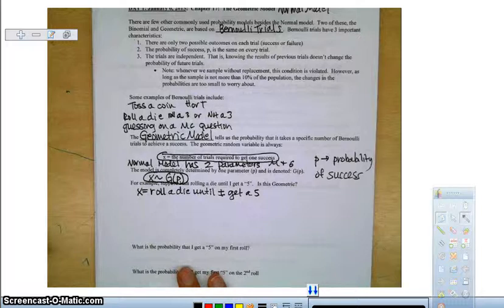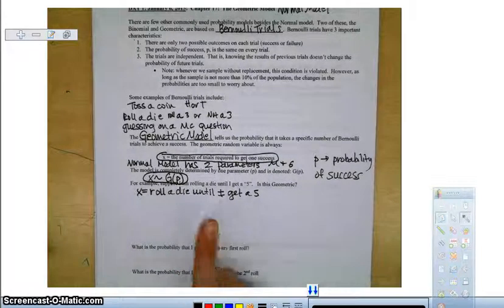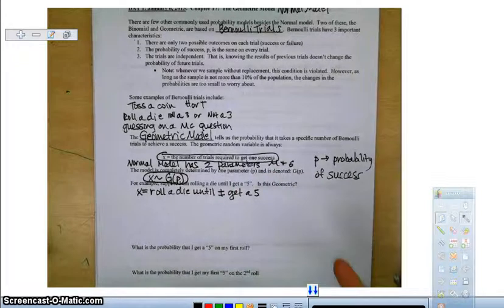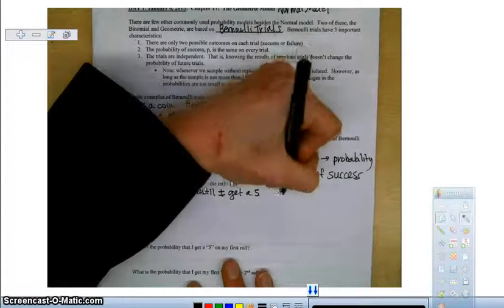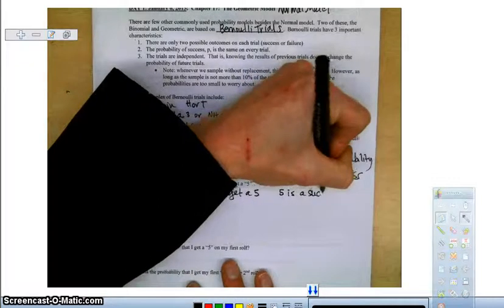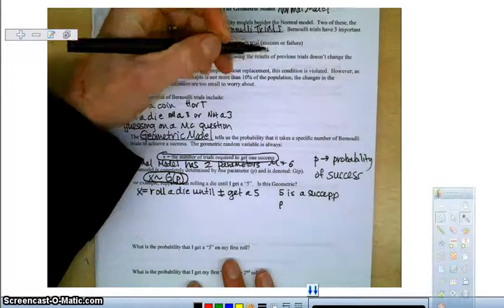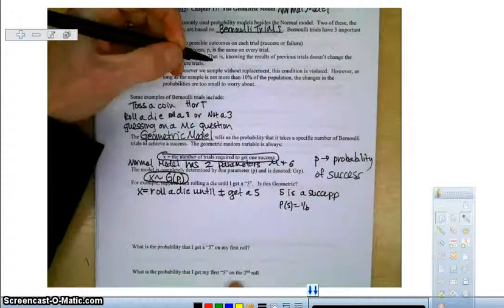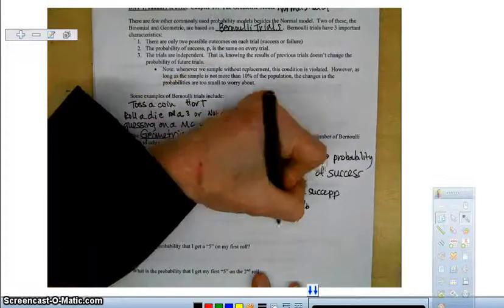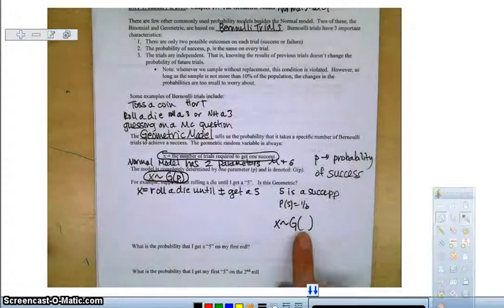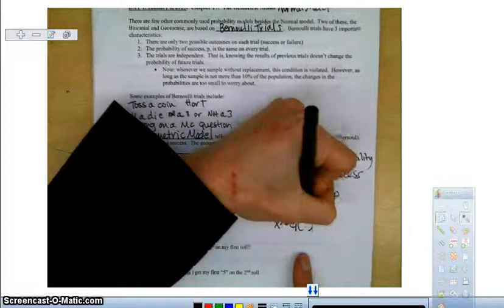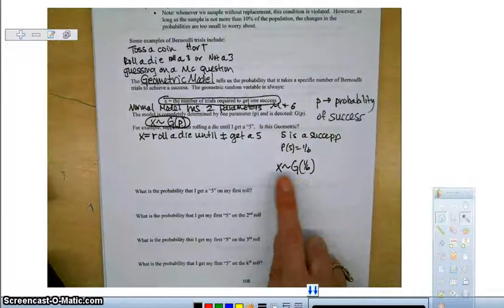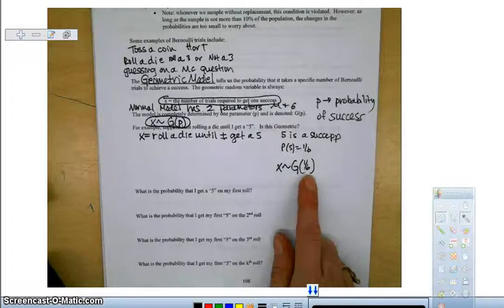Well, is this geometric? Yeah, because geometric is the number of trials to get one success. I'm going to keep rolling until I get a 5. 5 is the success. What's the probability of getting a 5? 1/6. So that means I have a geometric model. X is approximately geometric, and the one parameter that determines that is p, which is 1/6. So this is how I write the geometric model for that problem. X is geometric, and the probability of success is 1/6.